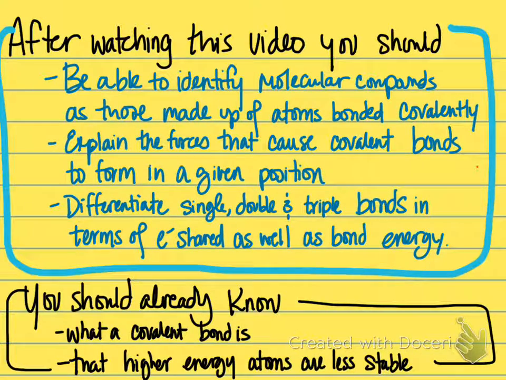Okay, can you identify that a molecular compound is made up of covalently bonded atoms? Hopefully yes. Can you explain why covalent bonds form where they do, in the position that gives the overall atoms the lowest possible energy and therefore the most stability? Can you differentiate single, double, and triple bonds as things that share 1, 2, and 3 pairs of electrons respectively, and that single bonds have less energy contained in them than double, which have less energy contained in them than triple? If so, you're on your way. You can go ahead and move on.